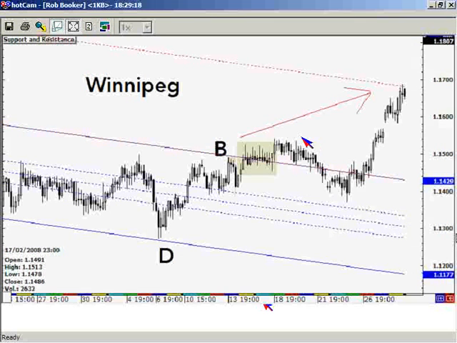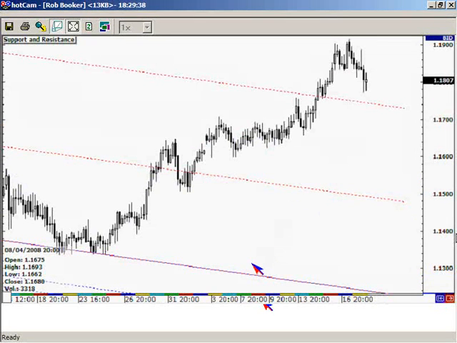So you can see how the bottom of the channel comes back and repeats itself over time. Okay, so now it's broken out, and we've broken outside that channel. Now, we can leave those channel lines there. We can leave those there indefinitely.